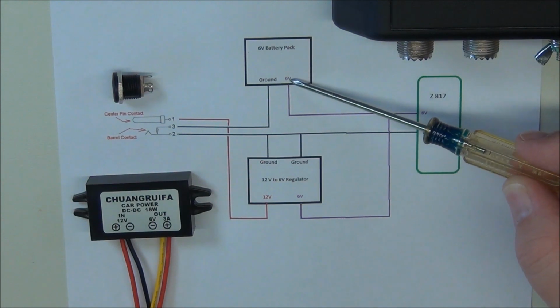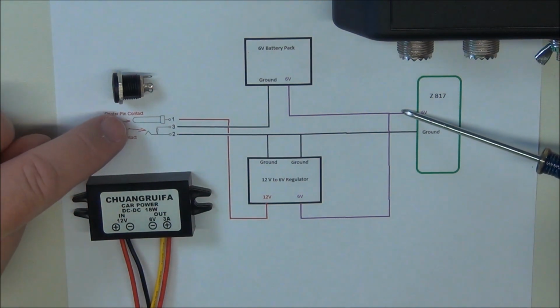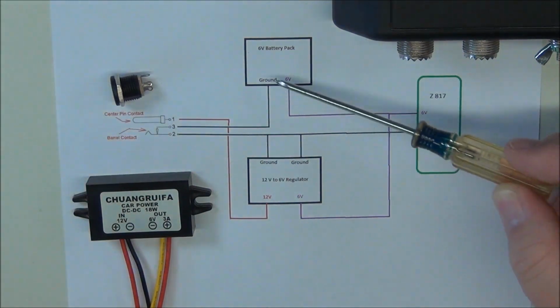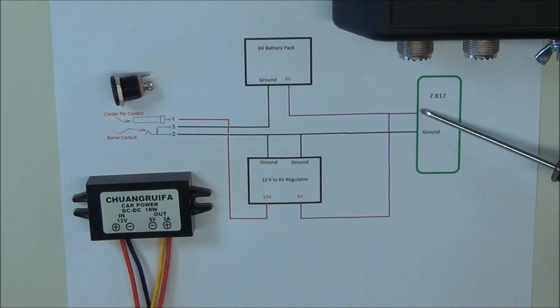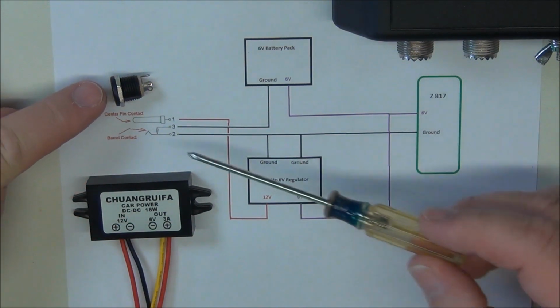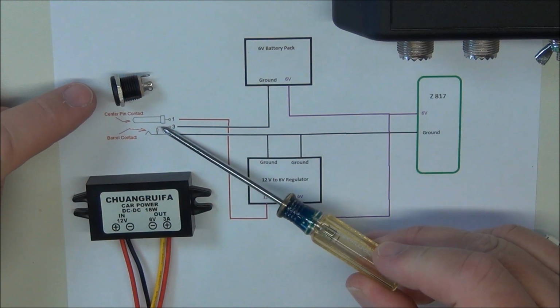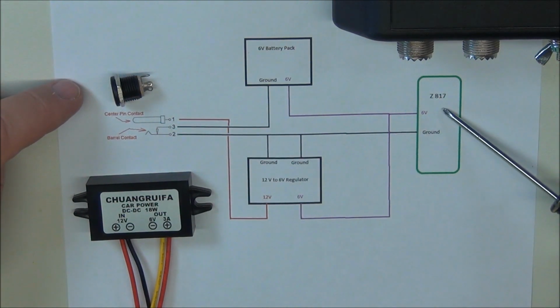With the 6 volts out of the battery pack, essentially with the plug disconnected, with nothing plugged into this guy, the internal battery pack will act just as it does today. However, when we put a plug into the barrel jack, this connection will open, essentially isolating this ground line from the Z817.